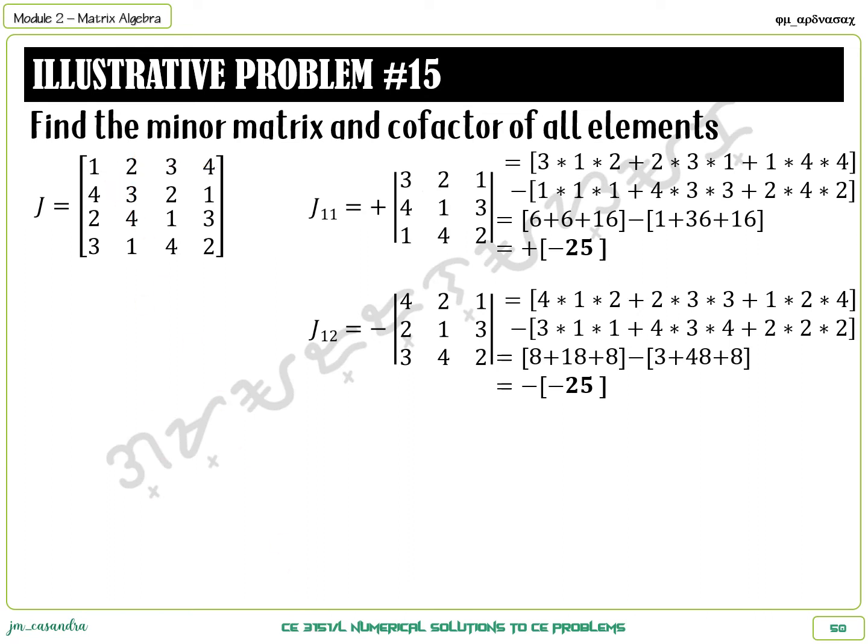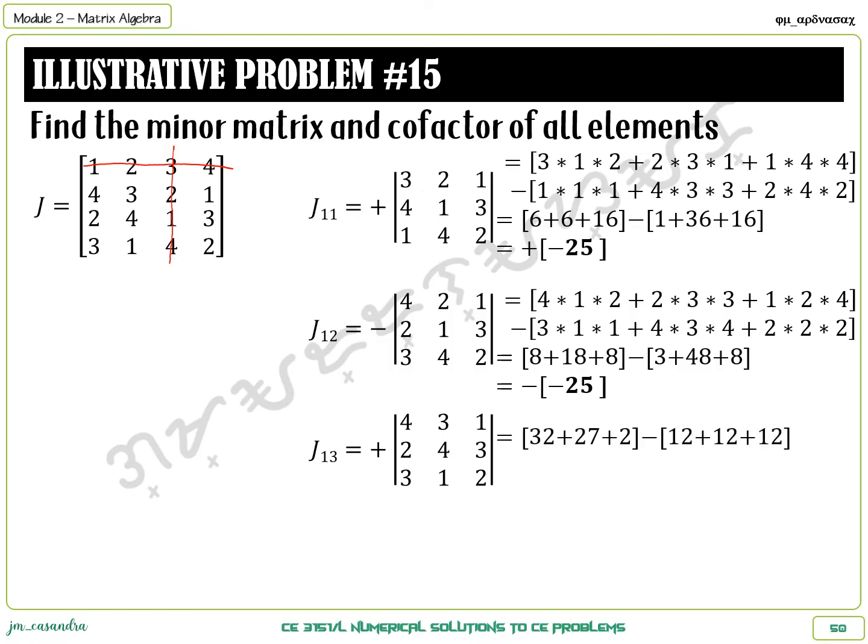Okay, so for the next element, 1, 3. So we'll have now this matrix for the submatrix, or what we call the minor matrix. So going down, we'll have 32 plus 27 plus 2, and going up is 12 plus 12 plus 12, which is equal now to positive 25. Again, the positive sign here is simply the sign that we have included for the matrix.